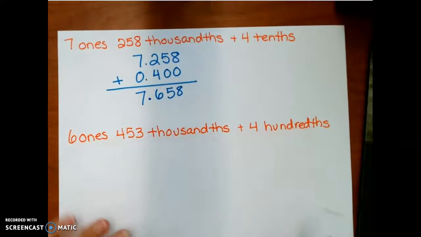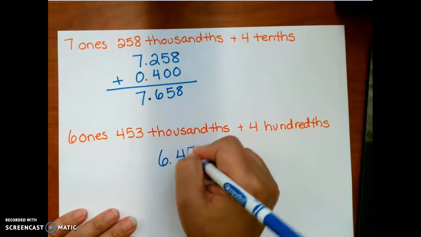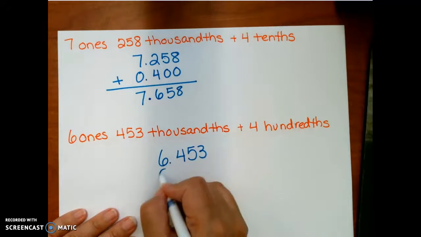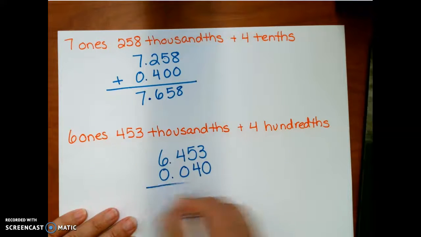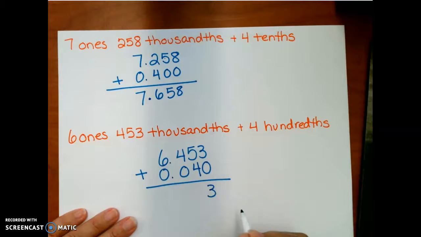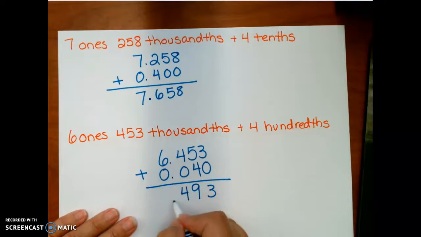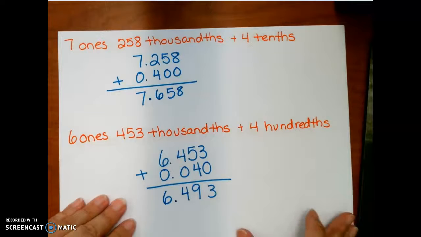Let's do another one. 6 ones, 453 thousandths plus 4 hundredths. I have no ones, I have no tenths, I have 4 hundredths, I have no thousandths. Now I add. 3 plus 0 is 3. 5 plus 4 is 9. 4 plus 0 is 4. Bring down my decimal point. 6 plus 0 is 6. So I have 6 and 493 thousandths.